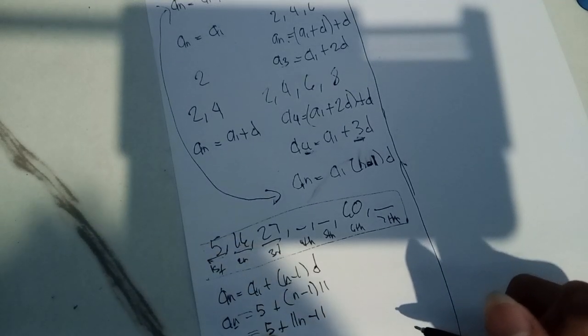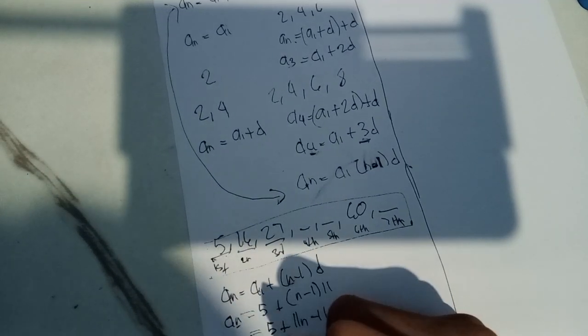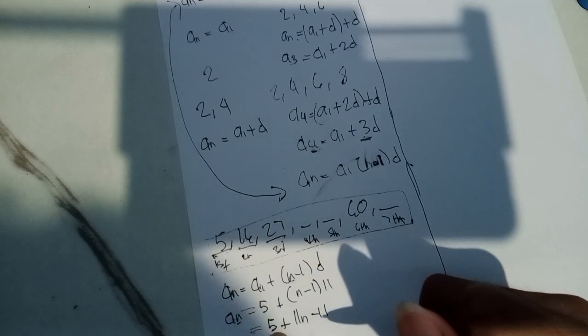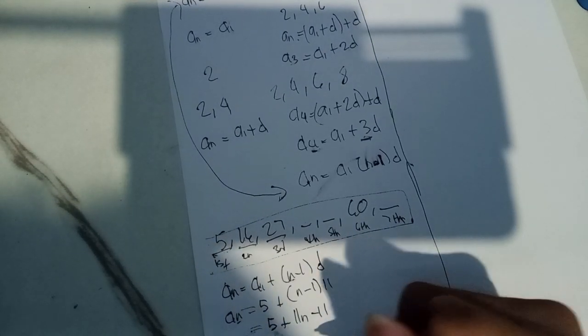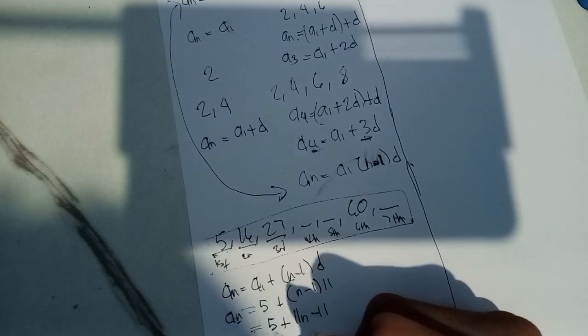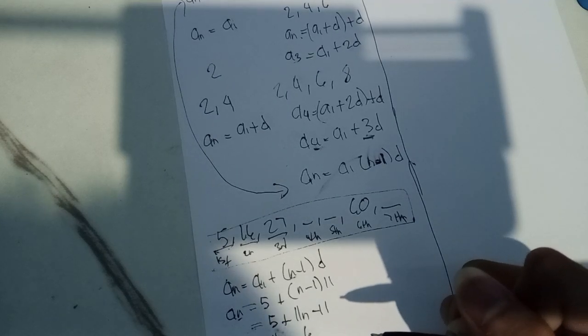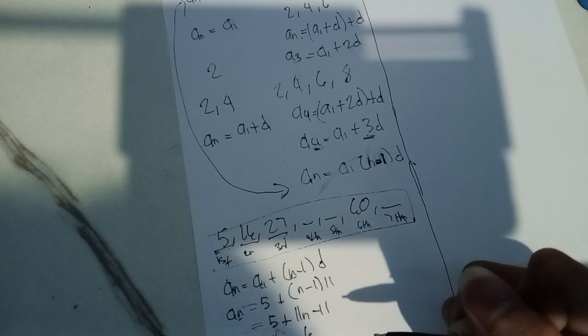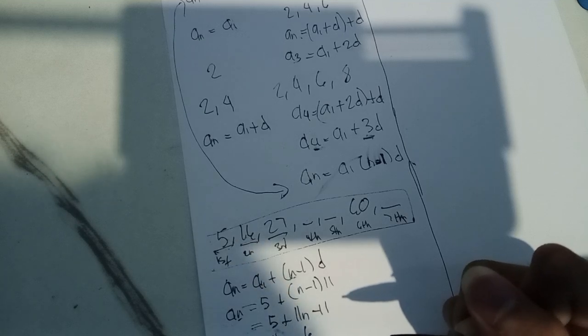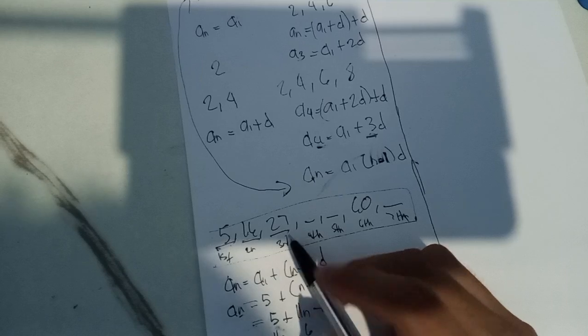Then we will combine like terms. So copy 11n and combine positive 5 to negative 11. So we will have negative 6. So this is our general formula for this pattern.